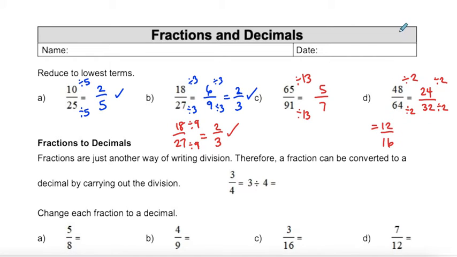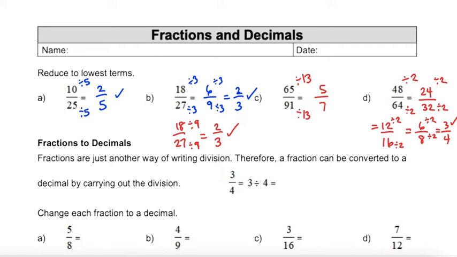Well, those are still both even numbers, so let's keep dividing by 2's. 12 divided by 2 is 6, and 16 divided by 2 is 8. Those are still even numbers. Let's go ahead and divide those by 2 again. 6 divided by 2 is 3, and 8 divided by 2 is 4. That is finally in lowest terms.